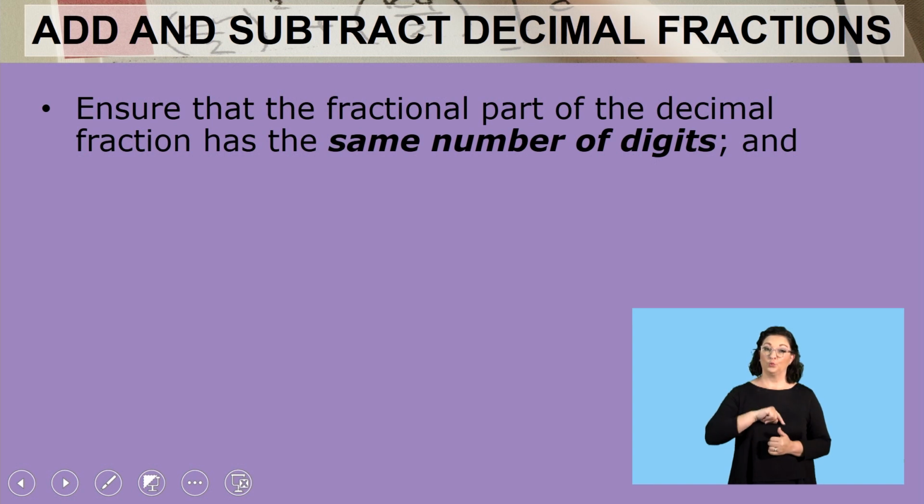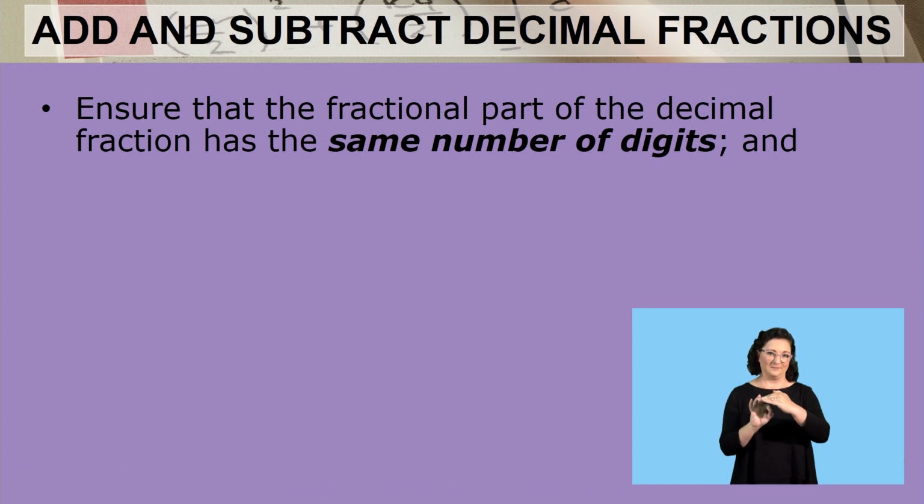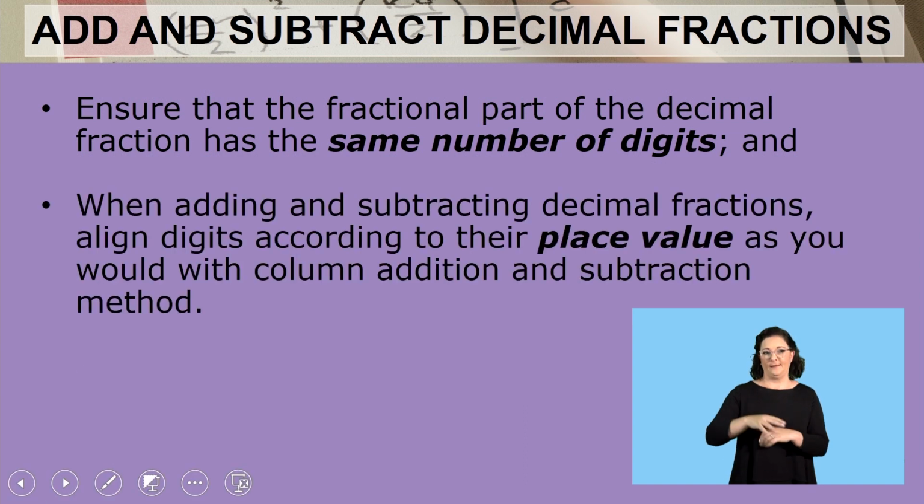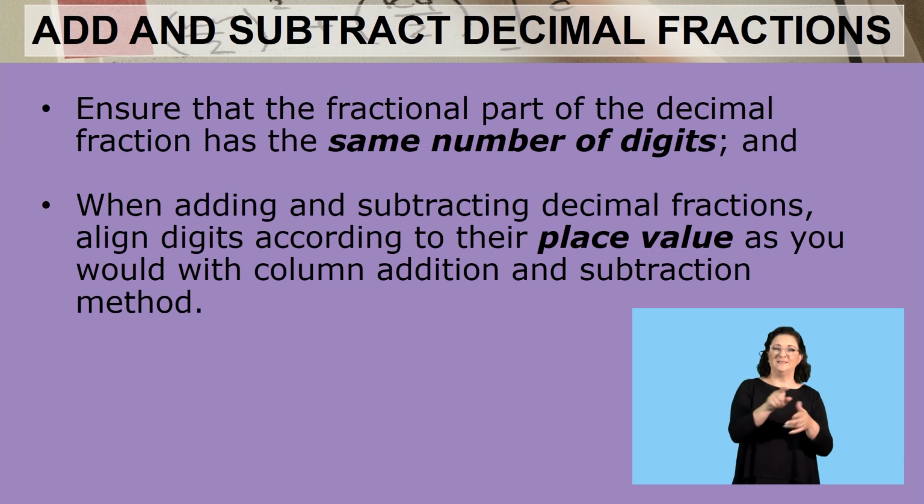For us to add and/or subtract decimal fractions, one, we need to ensure that the fractional part of the decimal fraction has the same number of digits. And two, when adding and/or subtracting decimal fractions, align digits according to their place value, as you would with the column addition and subtraction method. Let's look at an example.